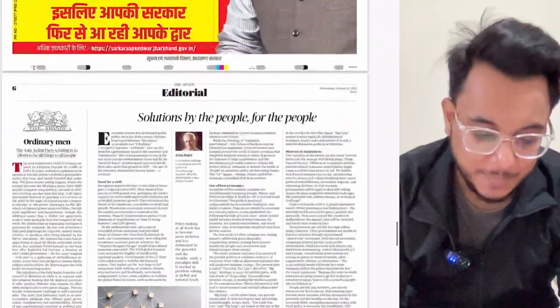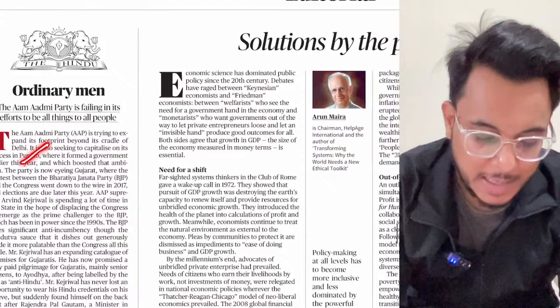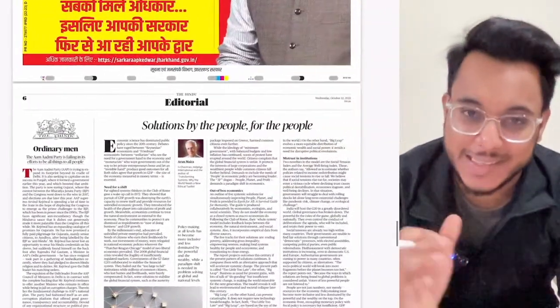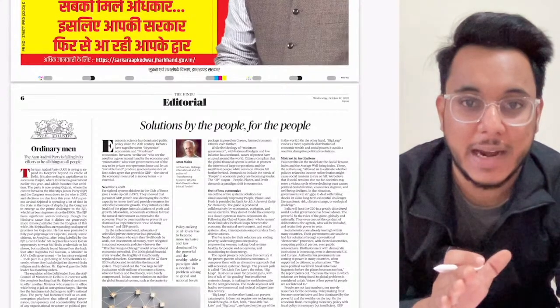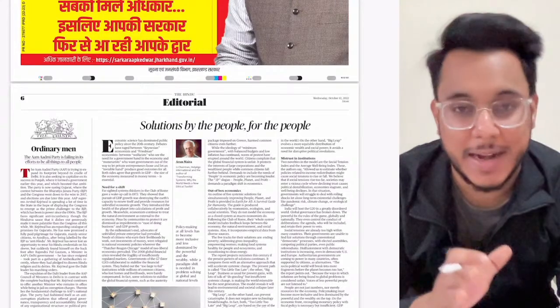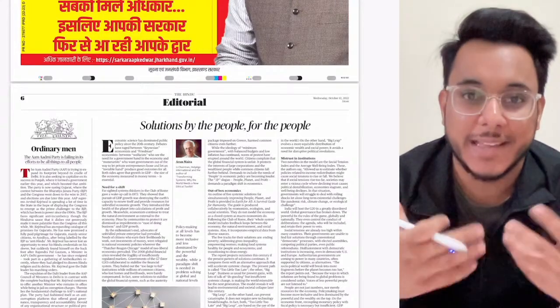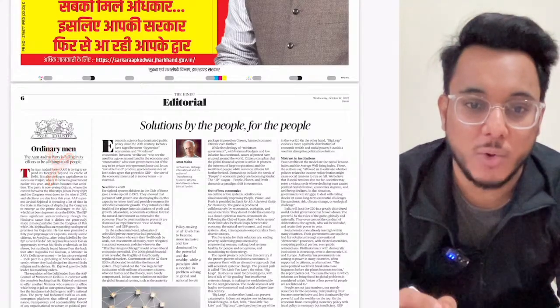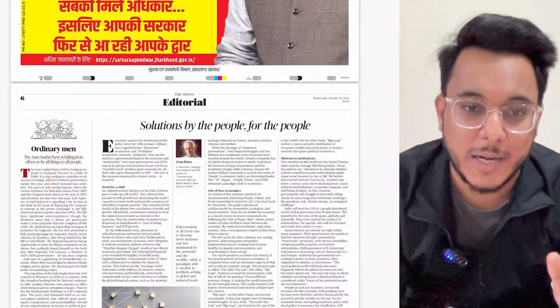We'll see this article. Then the side article, Aam Aadmi Party is failing in its effort to be all people's party. Basically, the article is politically inclined. It is talking about what Mr. Kejriwal's narratives are, and that they are losing their core ideology and all those kinds of things. For UPSC, you are not required to go into too much detail on this particular article.